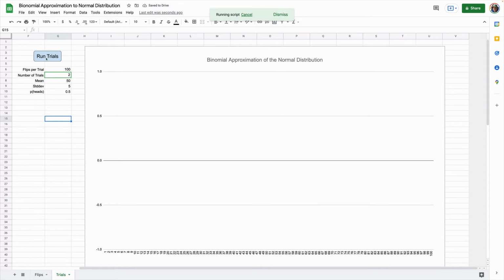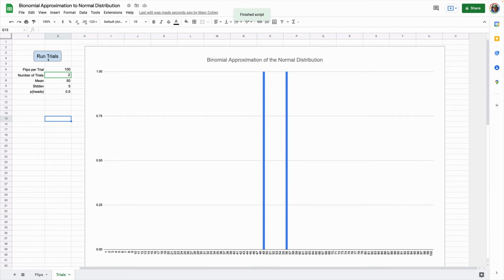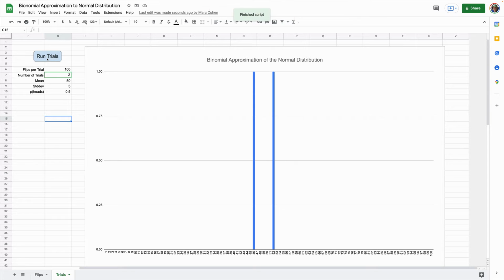Let's try that again. Yeah, so now we have two bars, one corresponding to each trial. 48 was seen once and 52 was seen once. Now, it could be that in both trials I get the same result, in which case I would get one bar going up to two instead of one here. But let's do a couple more trials just to give you a feeling for this. There's a 49 and a 56. There's a 46 and a 52. So you get the idea.